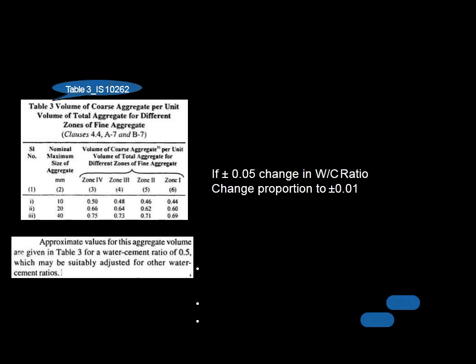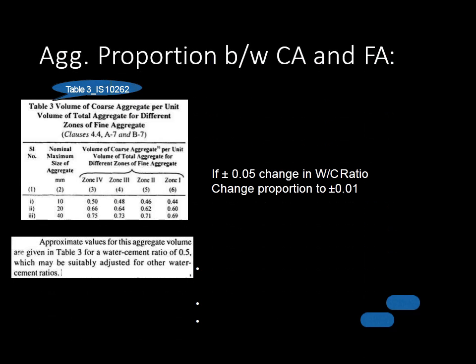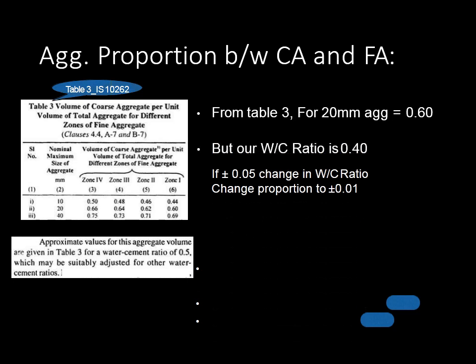Aggregate proportion between coarse aggregate and fine aggregate. This is again defined in Table 3 of IS 10262. For plus or minus 0.05 change in the water cement ratio, the proportion changes by plus or minus 1%. From the table, for 20 mm aggregate, the required ratio is 0.60, but our water cement ratio is 0.4.